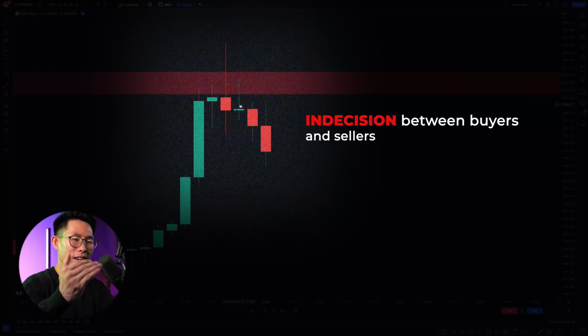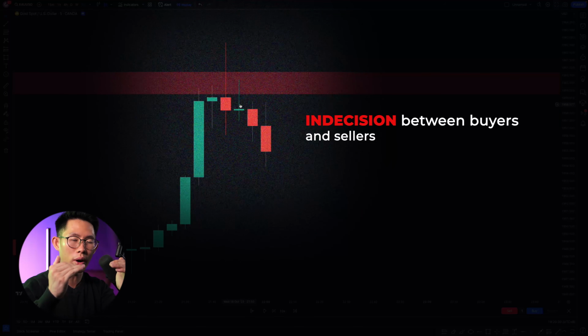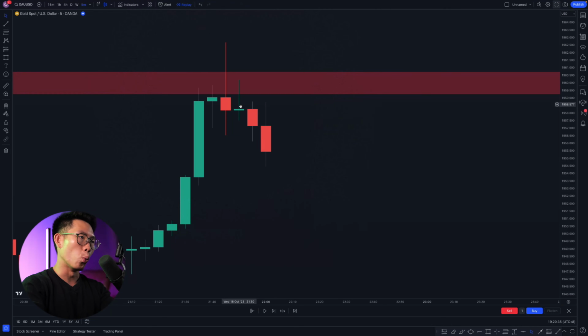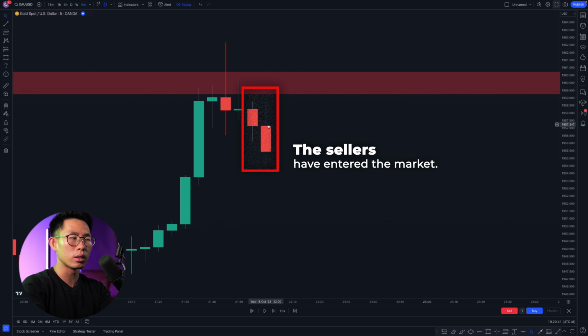Right now, the sellers and the buyers are fighting a war. They are fighting a tug of war, and they have no idea which one will win. Which brings me to the next candlestick. The next candlestick gave us another red candlestick and another red candlestick. This is clear as day telling us that the sellers have managed to enter the market.